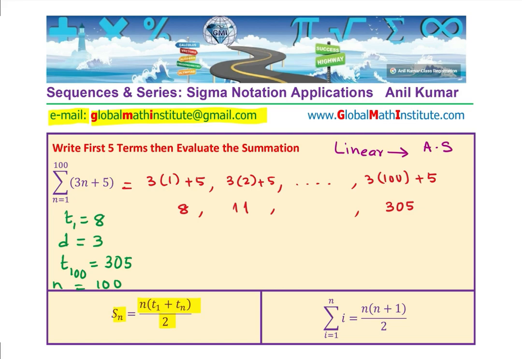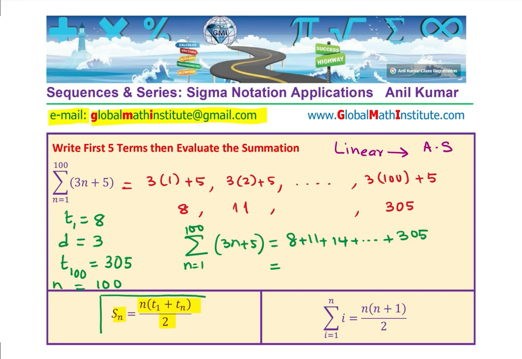So clearly we have the sum of the series, and therefore we could write the summation n equals 1 to 100 for 3n plus 5 as equal to 8 plus 11 plus, we can add 3 more, right, and get 14, correct, till the last term, which is 305. And this sum will be n, the number of terms, so we are using this particular formula right here.